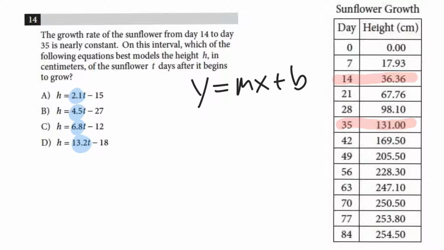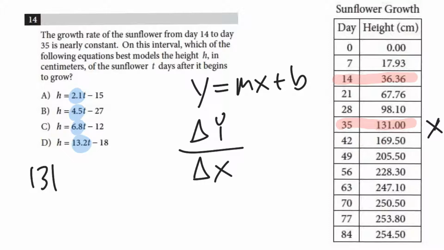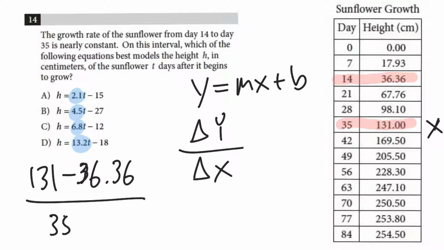Alright, so to calculate the slope, it's the change in the output, or change in your y, over the change in your x, change in your input. Our output in this case is the height in centimeters. So the change in the height is going to be the difference in the height. It's 131 minus 36.36 over the change in the input, which is 35 minus 14.